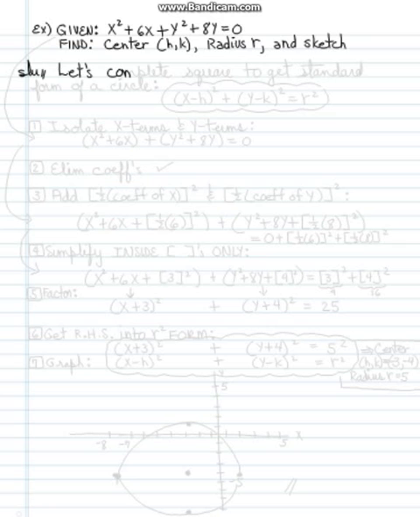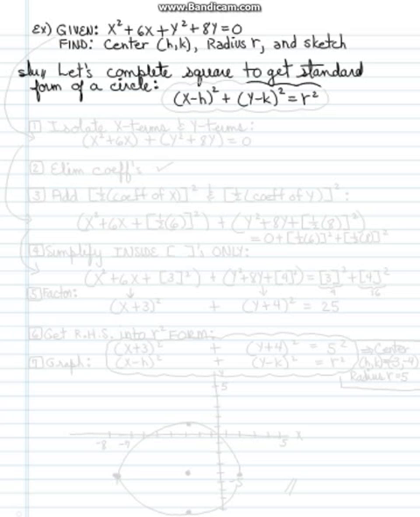Let's complete the square to get standard form of a circle. And that standard form is (x minus h) squared plus (y minus k) squared equals the radius r squared.